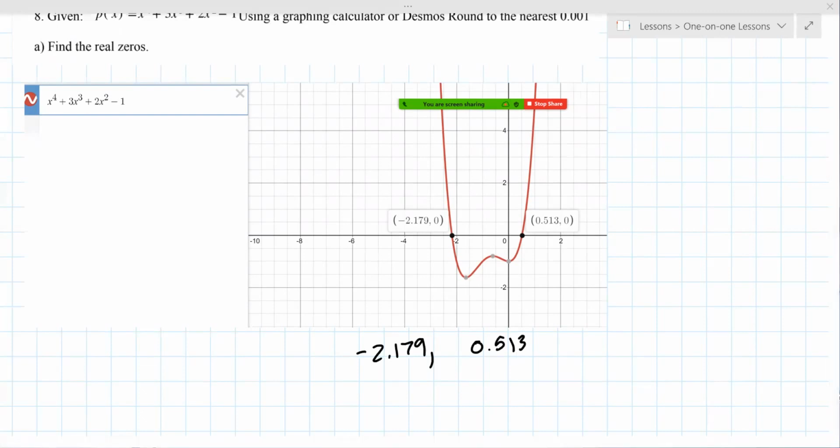Find the relative min and max. Okay, so we're gonna look. I'm gonna snip in something slightly different. Come on, that's interesting. For part B. Part B.